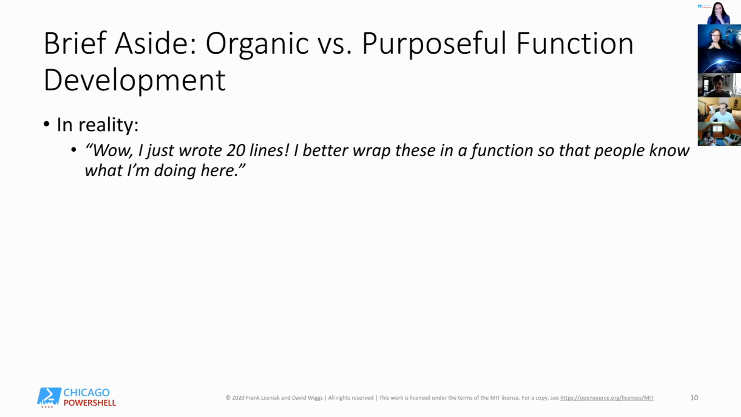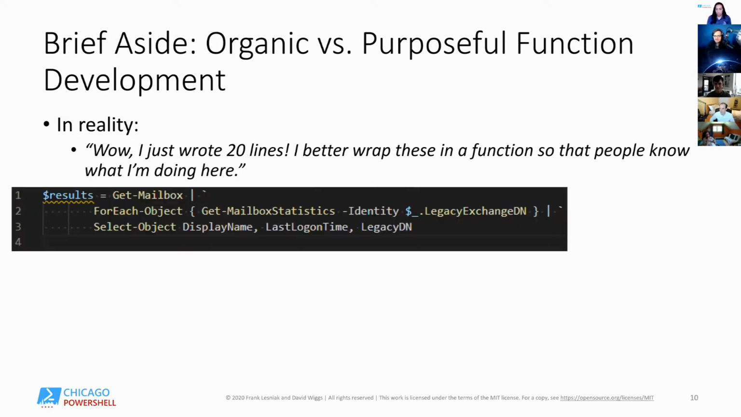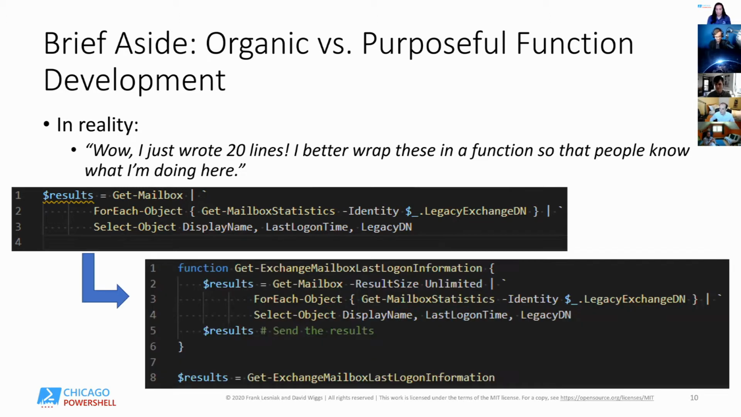This is an example. Wow, I just wrote 20 lines. I better wrap these in a function so that people know what I'm doing here. This isn't actually 20 lines, it's a simple set of PowerShell, just 3 lines. It's pretty readable, but for those that don't know, this is doing something in Exchange Online or Exchange on premises. If you're not an Exchange person, you may not really know what this is doing, even if you're good at PowerShell. So it'd be helpful to wrap this in a function.